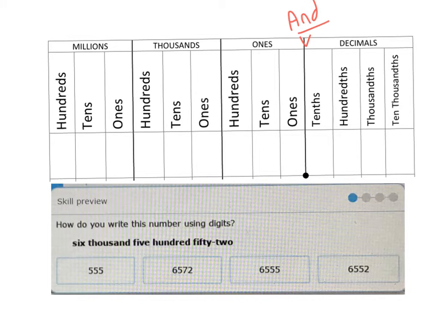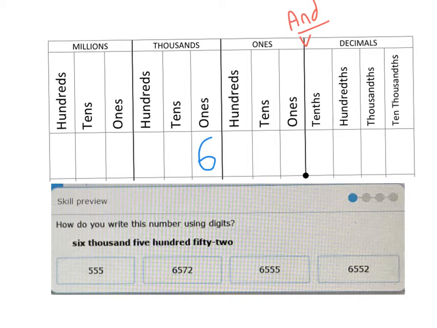On this next example, we're focusing rather than on the place value, more on the reading aspect. How do you write this number using digits? 6,552. So I'm going to go ahead and fill it in. First, I notice I have 6,000. So I'm going to put a 6 in the thousands period. Be careful, it needs to go in the ones section there because it's just 6,000. It's not 60, which we obviously then put 6 and a 0, and it's not 600 where we put 600.